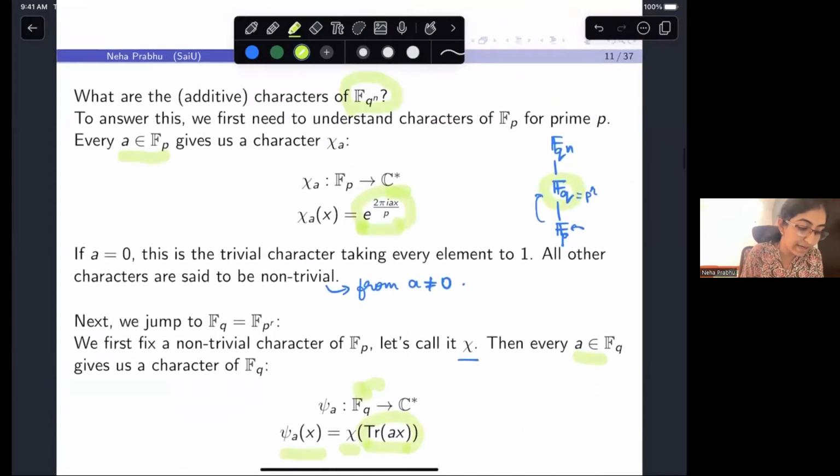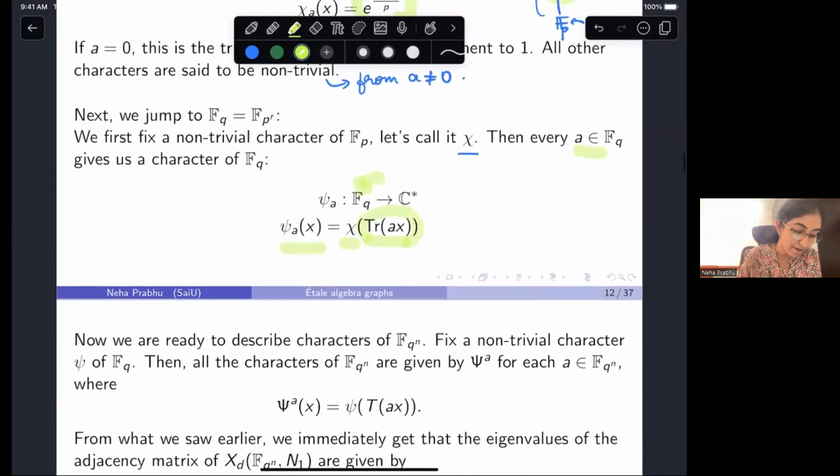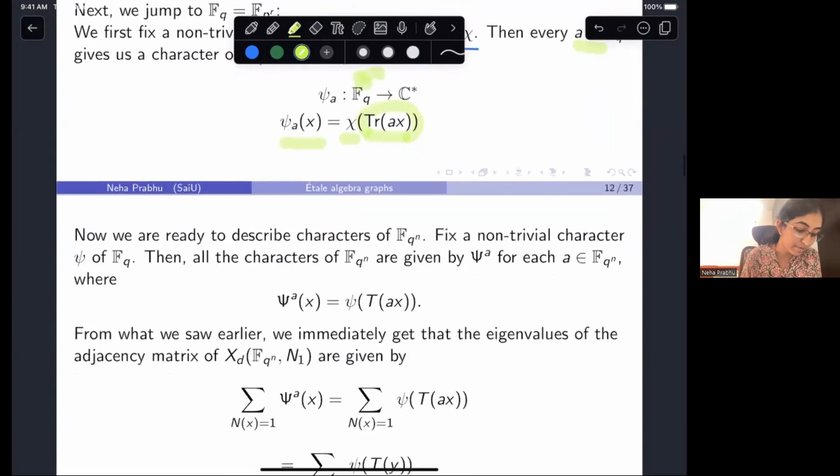But finally, we wanted to know what the characters of F_q to the n are. So now we have to go one step higher, but the pattern is probably clear now. You fix a non-trivial character of F_q, and then for each a in F_q to the n, the characters are given by psi a, where psi a of x is just psi of the trace of ax. So this is a trace.